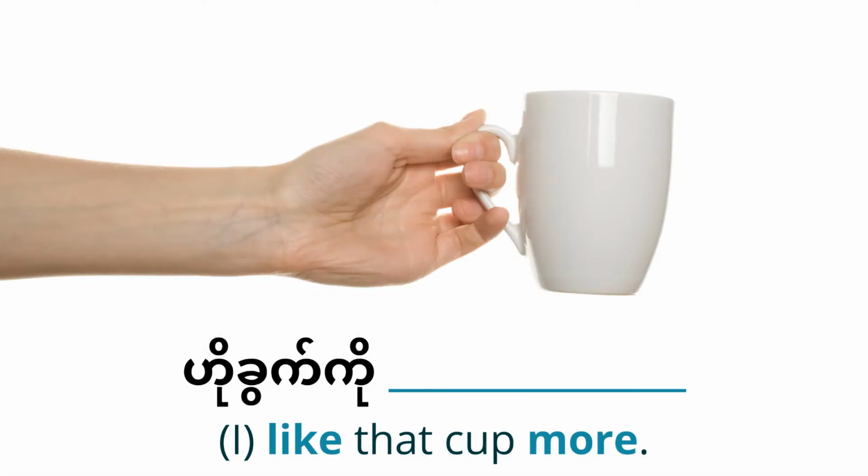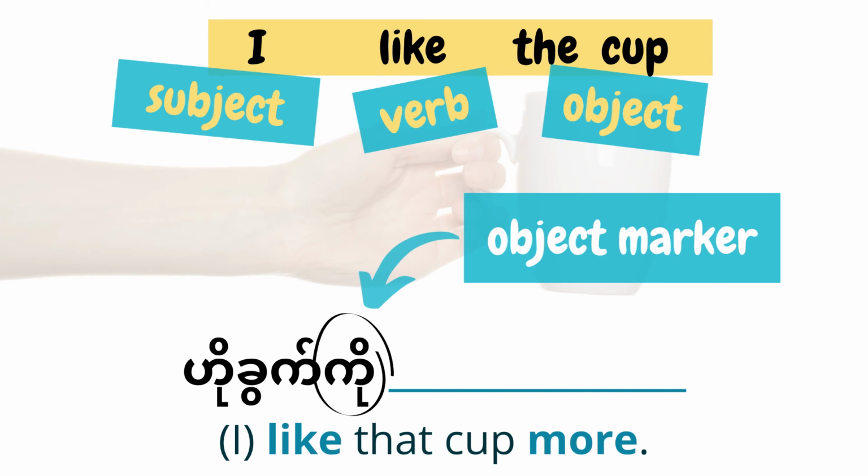Now we want to say, I like that cup more. We need to make one more little change here. Instead of saying ho kwe ga, we say ho kwe go. Can you think of the reason why? Ga is the Myanmar subject marker, but in this sentence, the cup is the object, as in I, subject, like, verb, the cup, object. So we use the Myanmar object marker, go, for our cup.